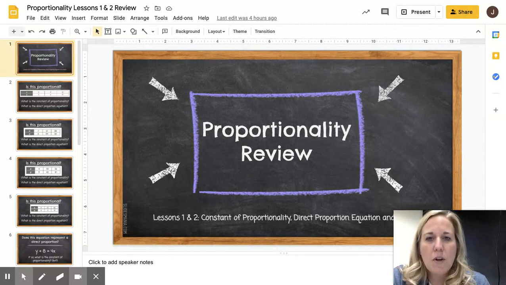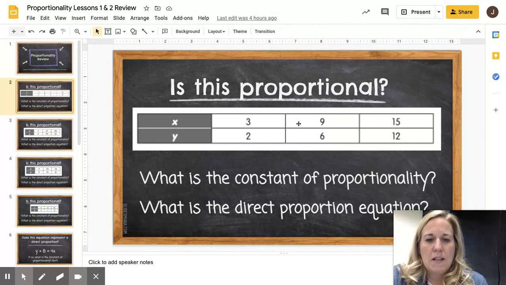So how I want you to work this is we're going to click on a question. I want you to then pause the video, try and answer the question, and then play the video to see the correct answer and how you should work it out. So here we go. First question says, is this proportional? If it is, what is the constant of proportionality and what is the direct proportion equation? So pause the video and answer it, and then play me when you're ready.